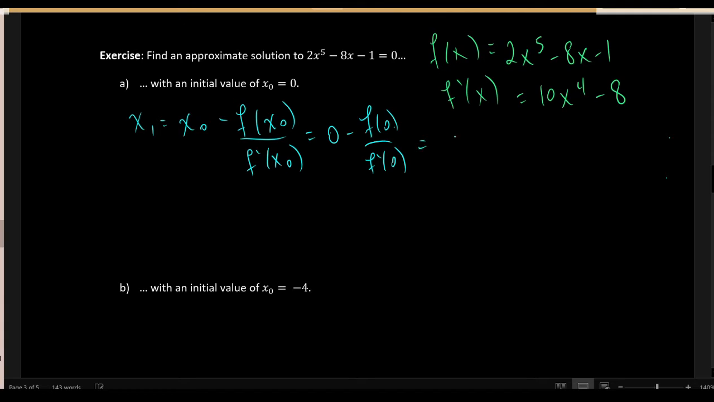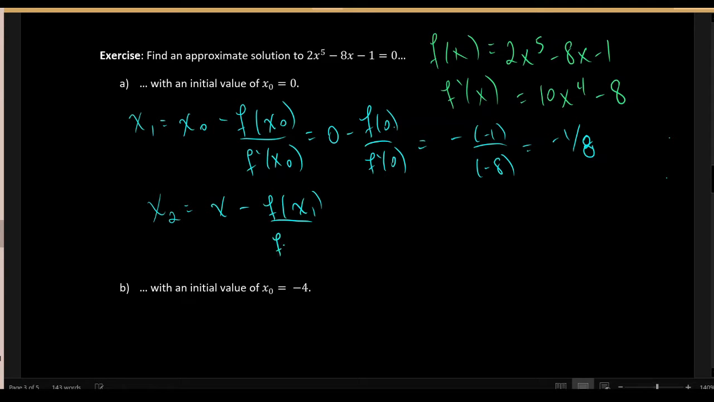Now it looks like f of 0 is equal to minus 1 and f prime of 0 is equal to negative 8. So this would be equal to negative 1 over 8. That is x1, and to get the next x in the sequence, x sub 2, the next thing that we would have to do is take x sub 1 and subtract f of x sub 1 divided by f prime of x sub 1, which would be equal to negative 1/8. Take away f of negative 1/8 divided by f prime of negative 1/8.